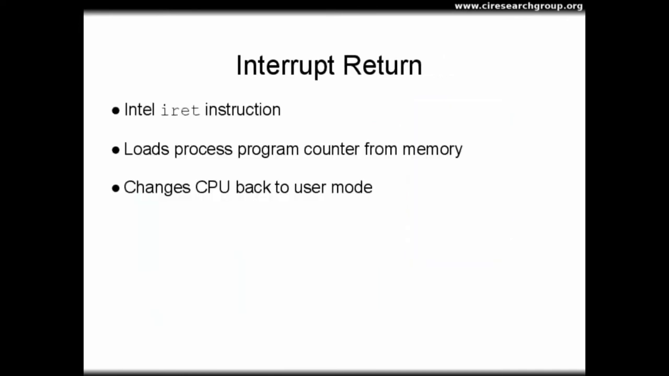An interrupt is processed by branching the program counter to the interrupt handler, executing the interrupt handling code, and then, at the end of the interrupt handling code, there'll be an instruction to return from the interrupt. In the Intel assembly language, this is the IRET instruction, which loads the process program counter back from memory. It pops the stack to get the original program counter back, and changes the CPU back to user mode, so it removes the privilege escalation. The interrupt handling mechanism is thus able to handle events from hardware devices without having to poll each device individually.